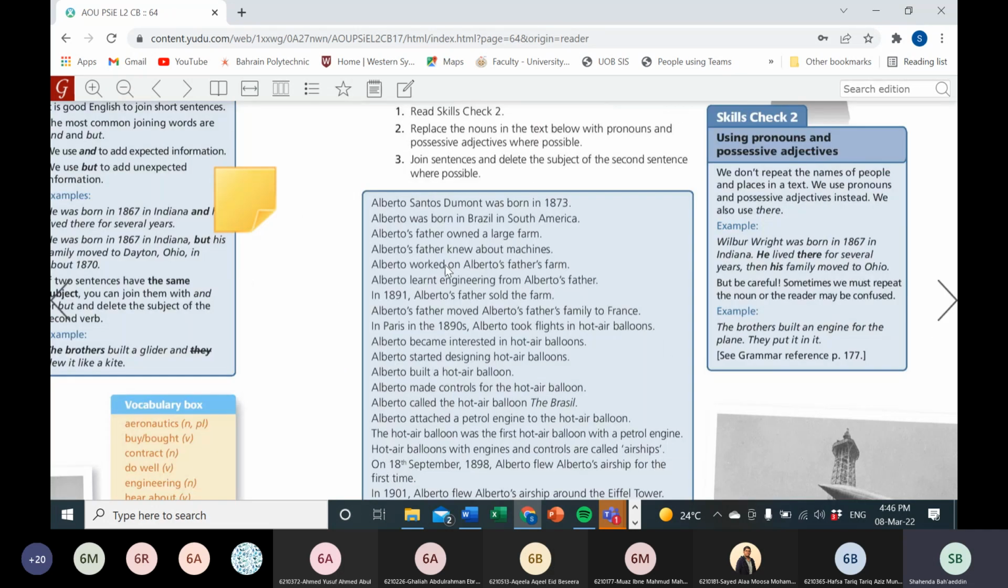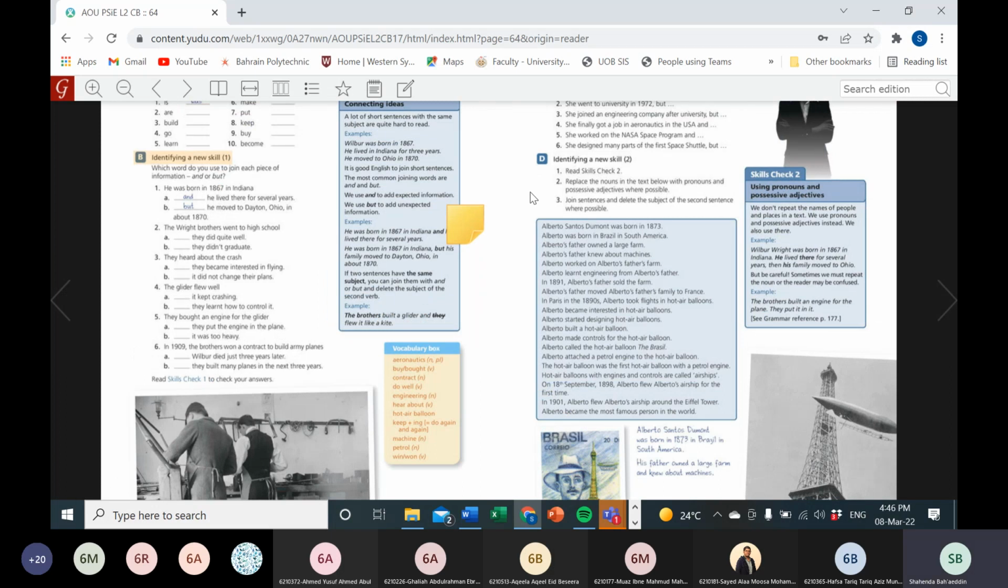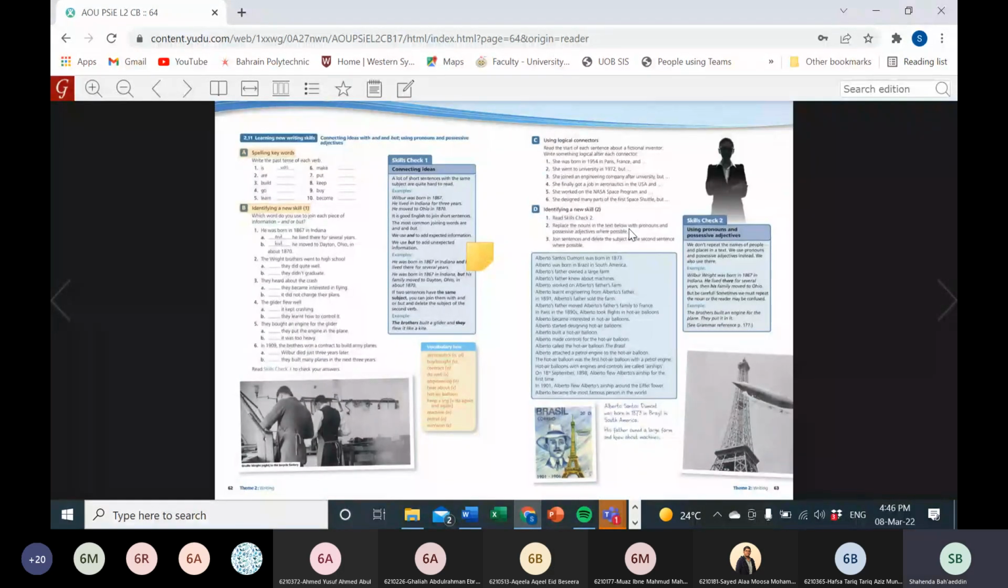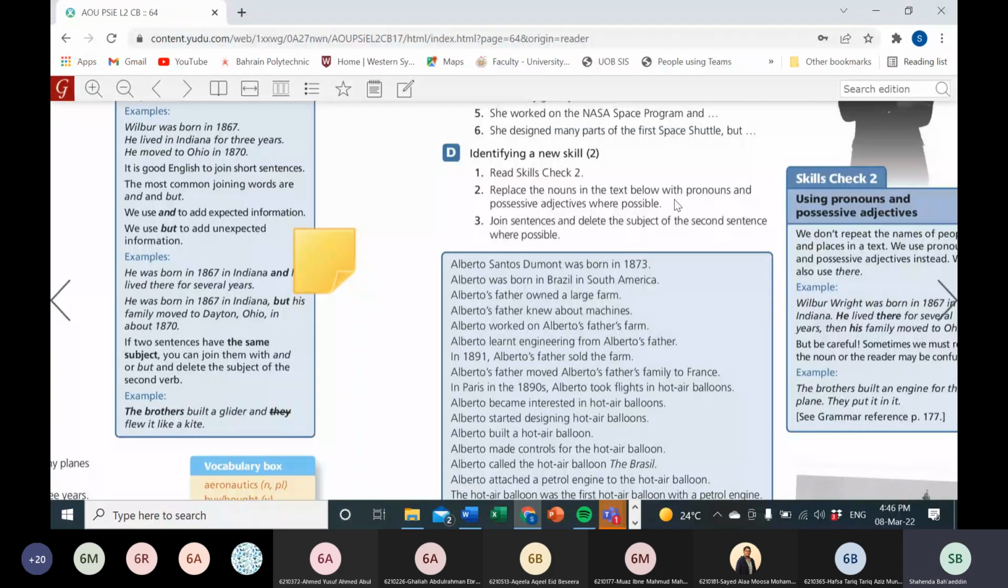Let us apply this to this exercise. Replace the nouns in the text below with pronouns. I can't replace a verb with a pronoun. The only thing that I can replace with a pronoun, he, she, it, or me, they, whatever, is a noun. It replaces a noun. So replace the nouns in the text below with pronouns and possessive adjectives where possible.